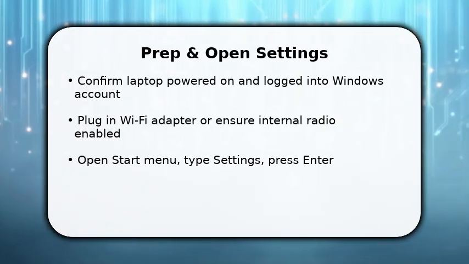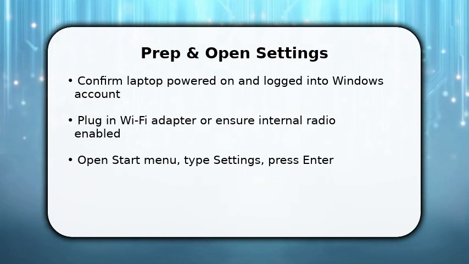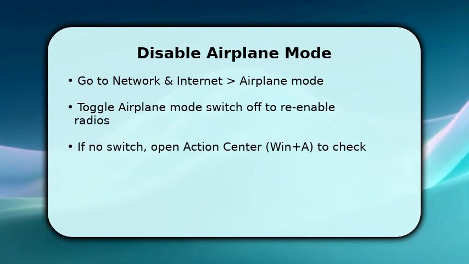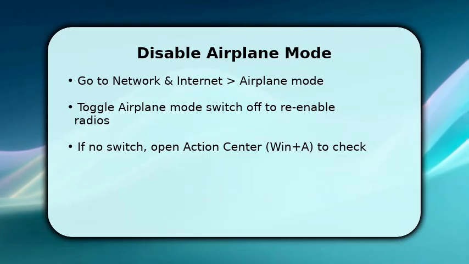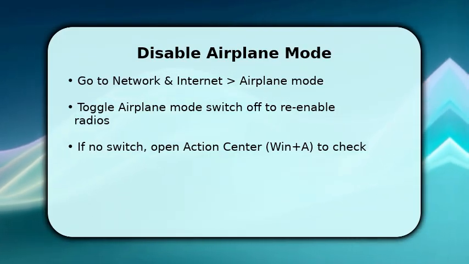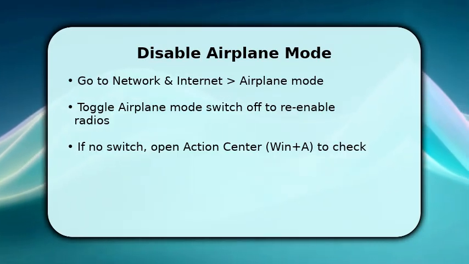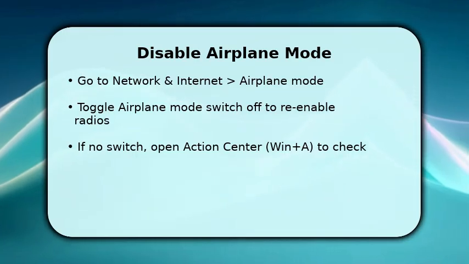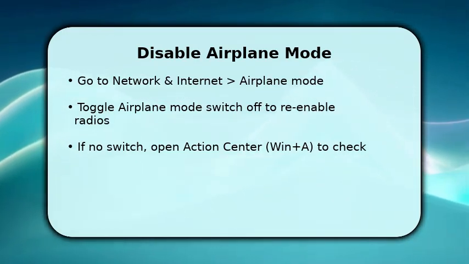You now navigate to Network and Internet and select Airplane Mode. This screen controls all radios at once. Toggle the airplane mode switch to off so Wi-Fi and Bluetooth can reconnect automatically. If you don't see a toggle, press Win plus A to open the Action Center and use the airplane tile there, because some Toshiba drivers route control through the quick actions. Make sure to wait a few seconds after toggling so the radios can reinitialize and discover networks.